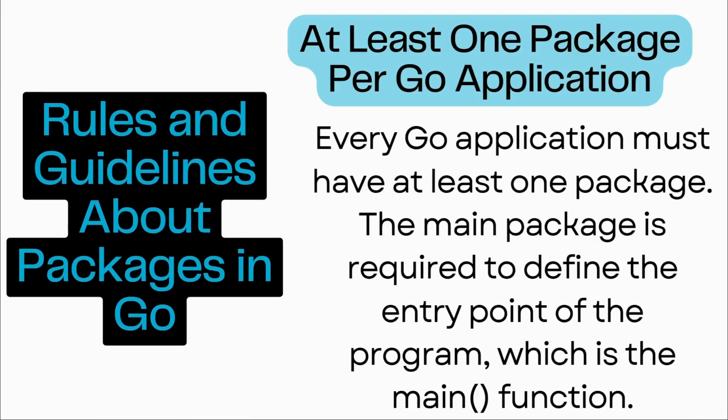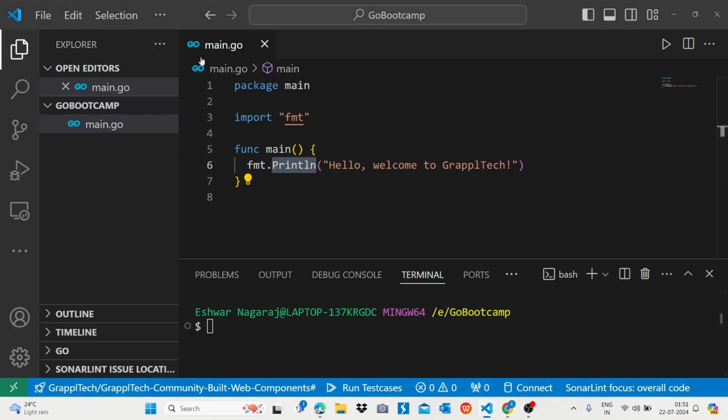So you should have at least one package per Go application. Every Go application must have at least one package, and that is the main package, which is required to define the entry point. As we have discussed, main is the entry point to any program. The main function is the entry point.